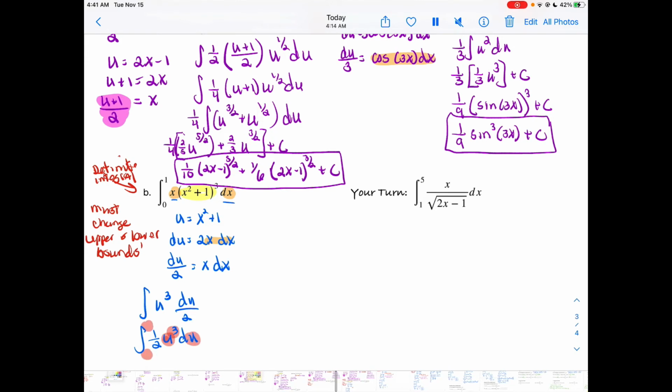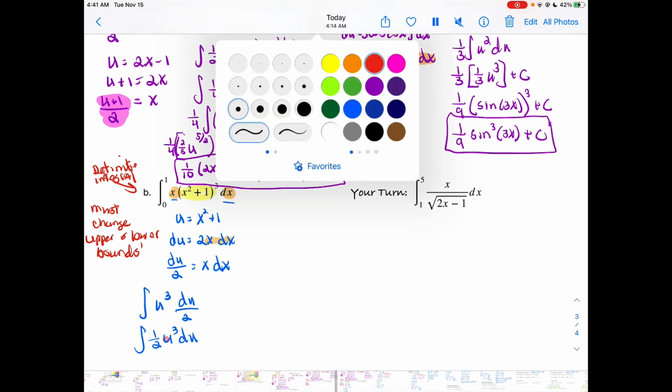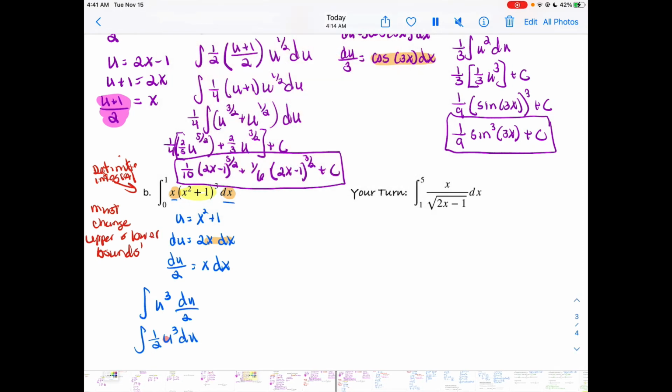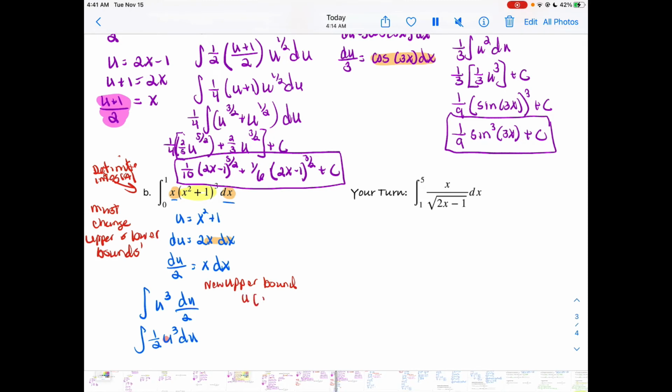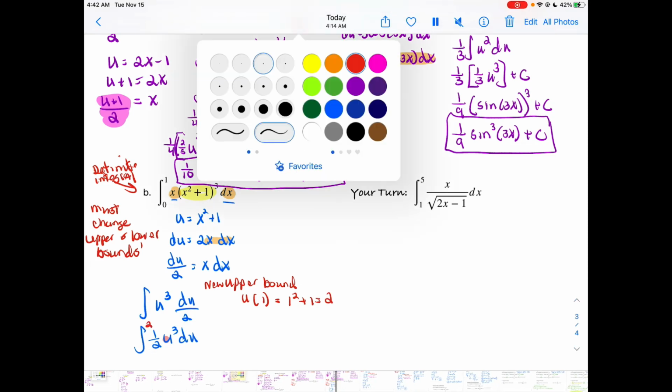And our original upper and lower bounds were 0 and 1. So let's figure out what our new upper and lower bounds are. To find our new upper bound, I'm going to take my old upper bound, which was 1, and substitute in place of every x in my u statement. So basically, I'm going to find u of 1. So u of 1 is 1 squared plus 1, since u is defined as x squared plus 1, which gives us 2. So my new upper bound is 2.